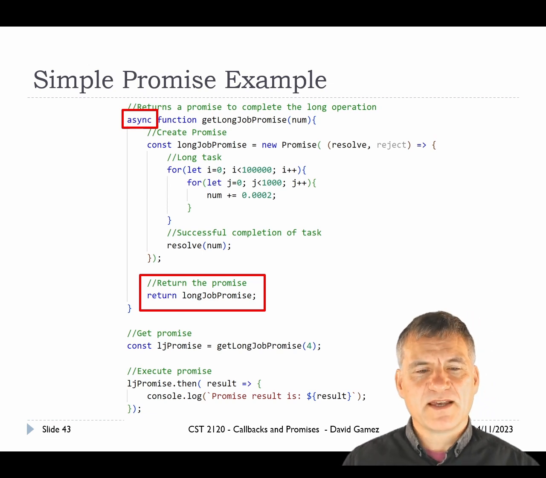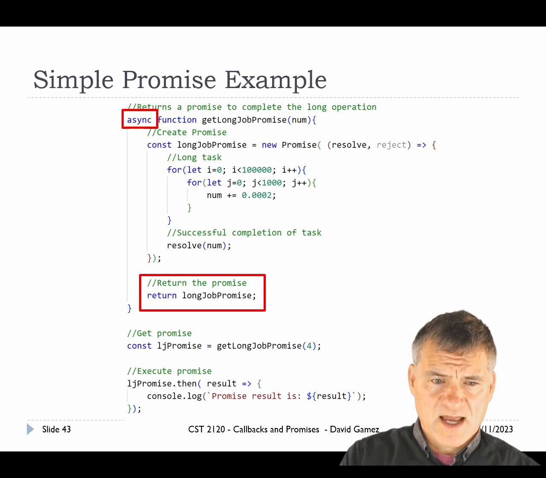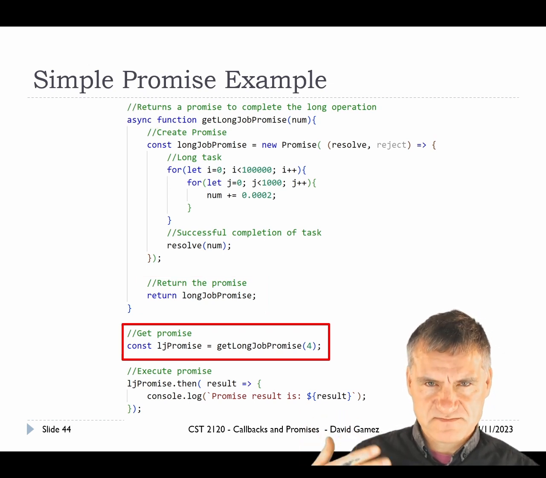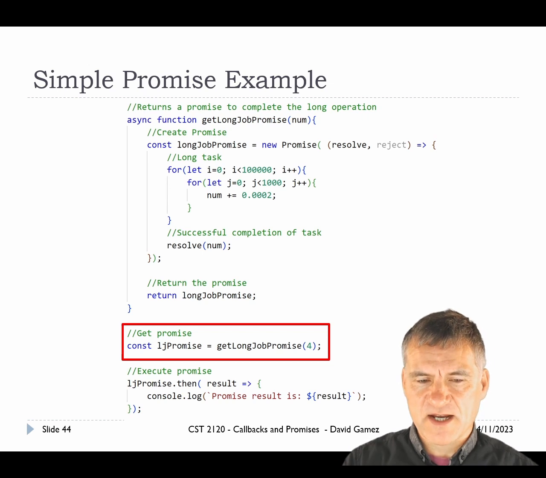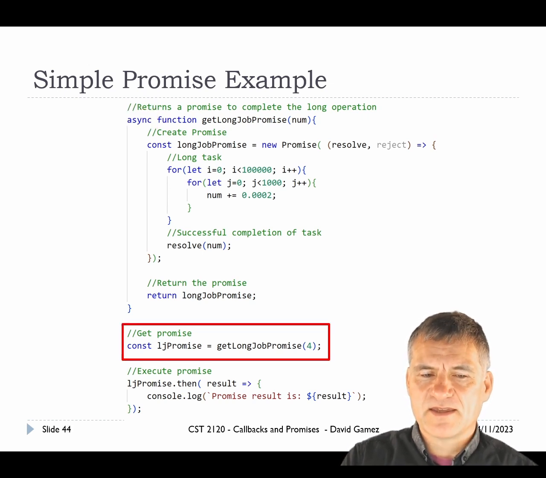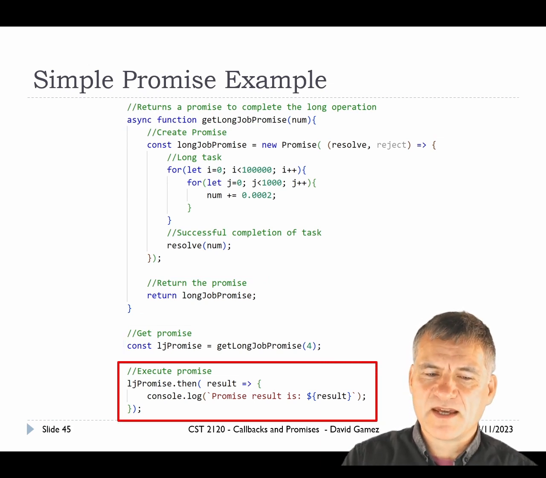And then because it's an async function, we can return the promise, and then we can execute it. Yeah. Now this is all very longhand, just to explain how promises work. So once I've got a function like that returns a promise, I can then get the promise from that function, use the function to build the promise, and then I can execute the promise.